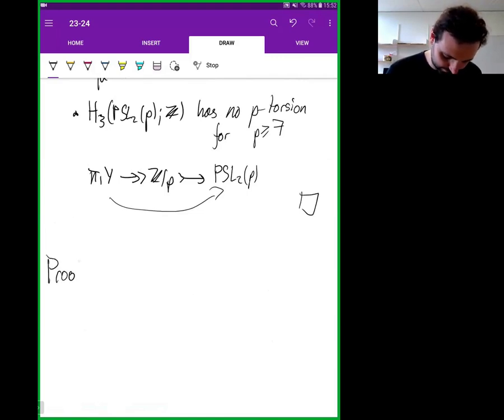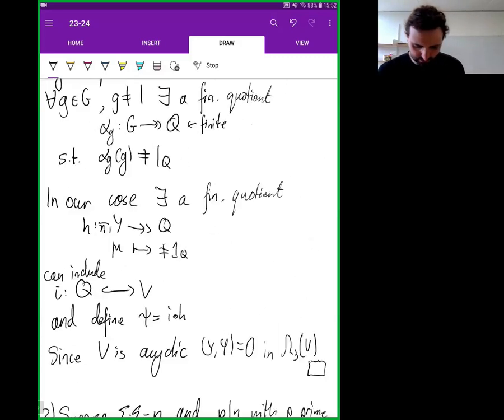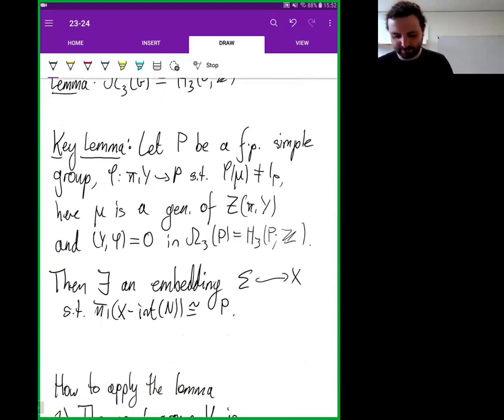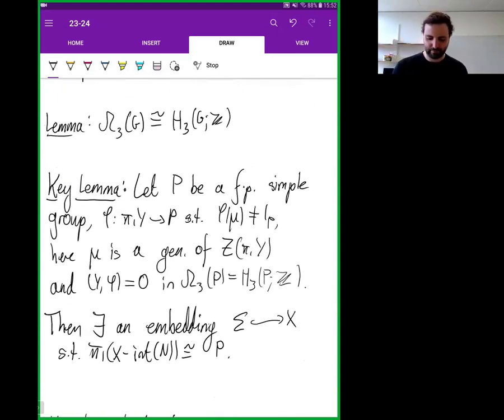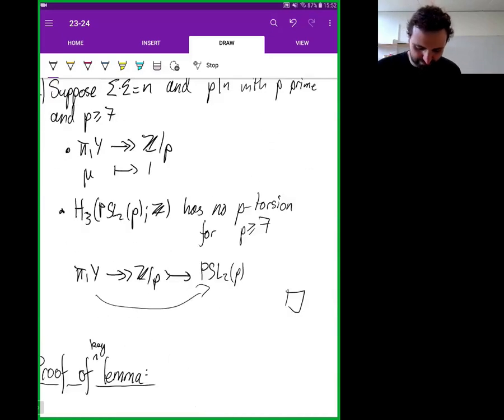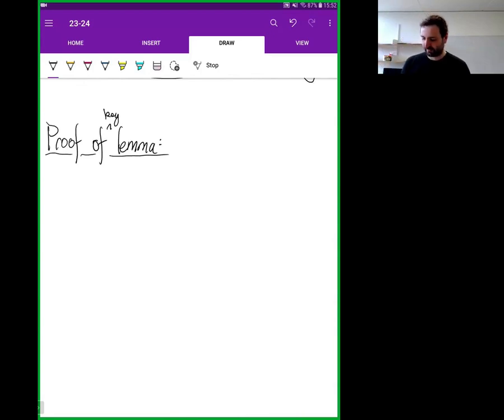I'll remind everyone what it says, because we've scrolled down quite a bit. So, proof of the key lemma. Let's go back up. It said P was a finitely presented simple group. We had some map from pi 1 of Y, this S^5 space, to P, such that the meridian survives and the bordism class vanishes. Then we get this simply connected 4-manifold X and an embedded surface whose complement has non-trivial fundamental group.